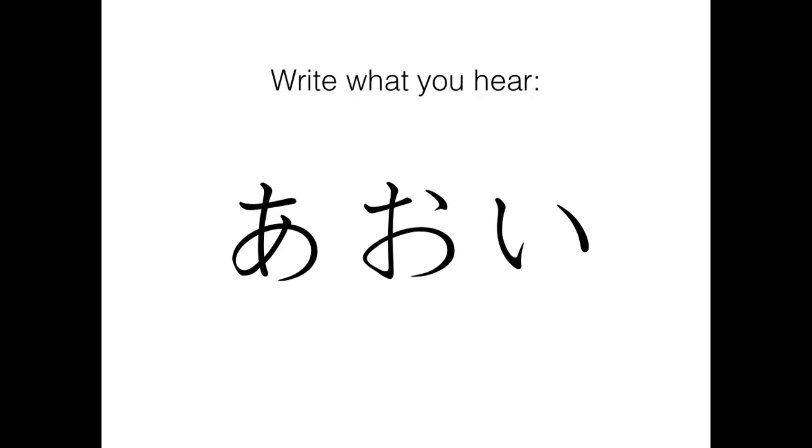All right, here's the answer. How'd you do? First syllable, A, O, I. Aoi. This is the word for blue in Japanese. Let's try another.